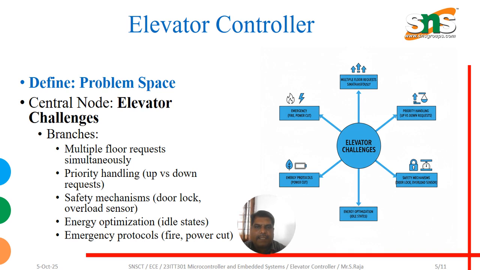Then we have to provide energy optimization, that is, when the lift is not in use, how the energy is stored. Then the emergency protocol, that is, sometimes a fire may happen or a power cut may happen. At that time, how is the elevator controller working? So these are given in this figure.